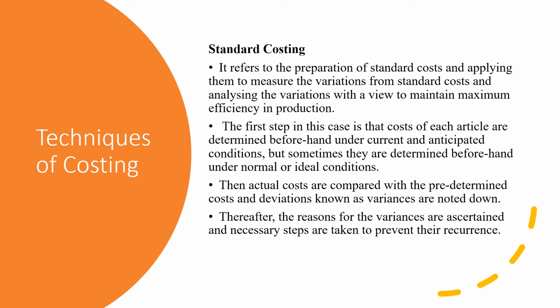So the first step in this case is that cost of each article are determined beforehand under the current and anticipated conditions. But sometimes they are determined beforehand under normal or ideal conditions. Then the actual costs are compared with the predetermined cost, and the deviations known as variances are noted down. Thereafter, the reasons for these variances are ascertained and necessary steps are taken to prevent their reoccurrence.